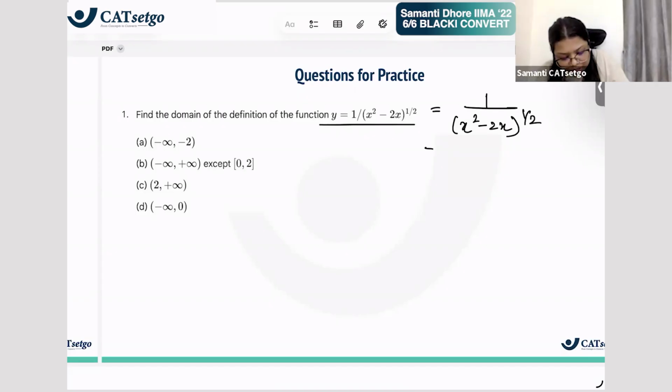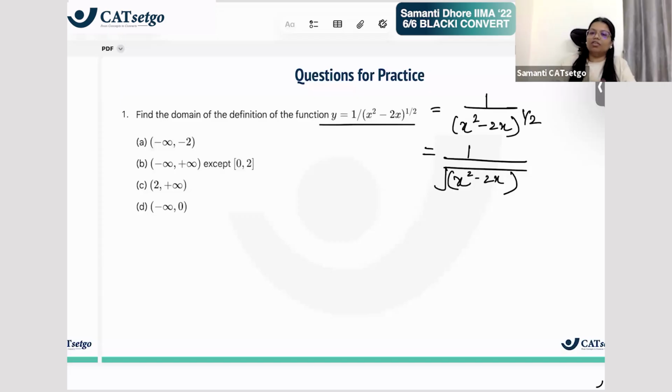So if it is under the root, it becomes 1 divided by root of x square minus 2x. Fair. Now, whatever is inside the root should be greater than or equal to 0. हम equal to 0 वाला condition निकाल देते हैं because under root 0 होगा तो answer 0 होगा, denominator 0 हो नहीं सकता. So let us just assume that whatever is inside the root is greater than 0, not greater than or equal to. Do you understand this bit? Give me a thumbs up if you understand this bit.